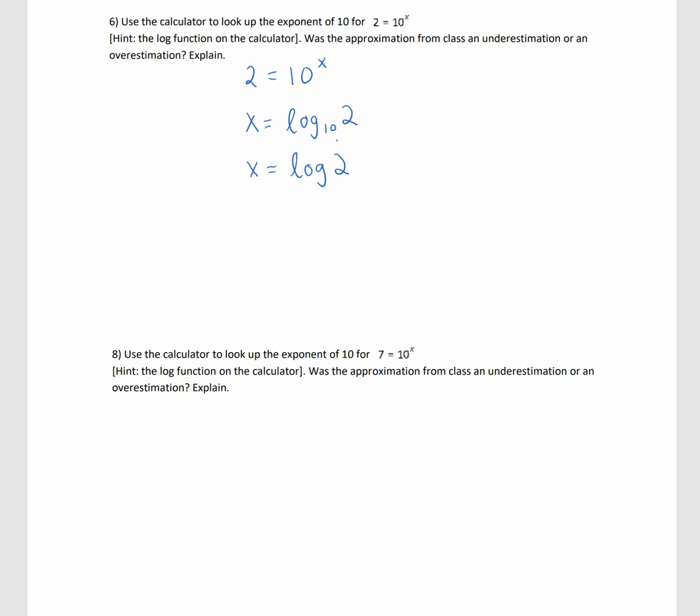So in your calculator, you just press the log button and then 2 and equals, and that will give you that x is about equal to 0.30103, and the decimal goes on. So our approximation from class was 0.3. So you can see that 0.3 is just slightly less than this number, so it was an underestimate.